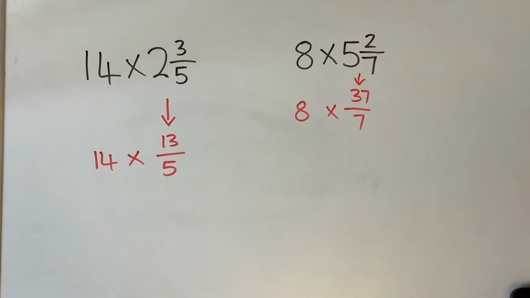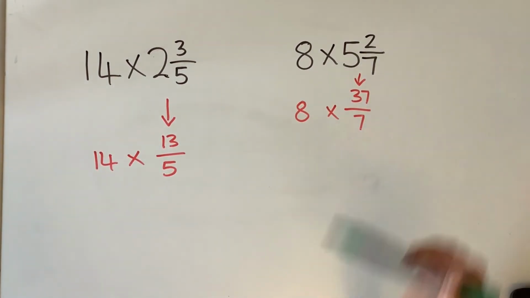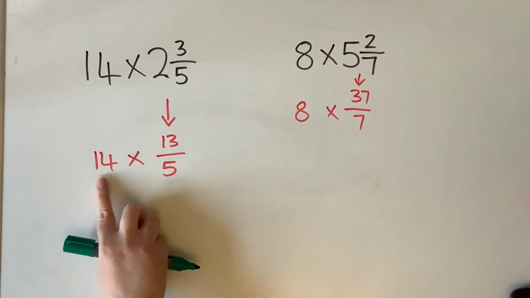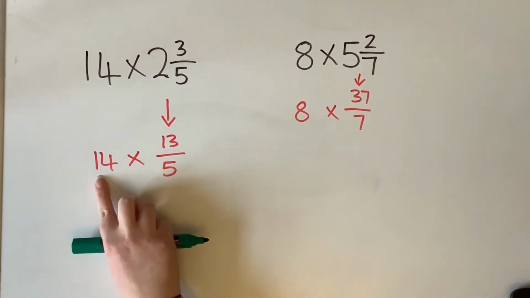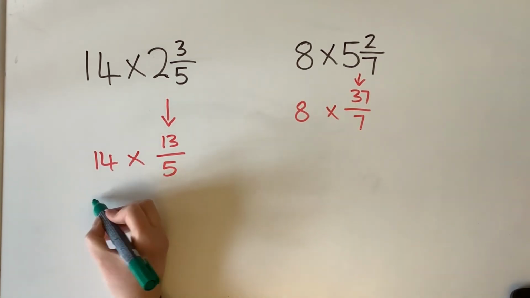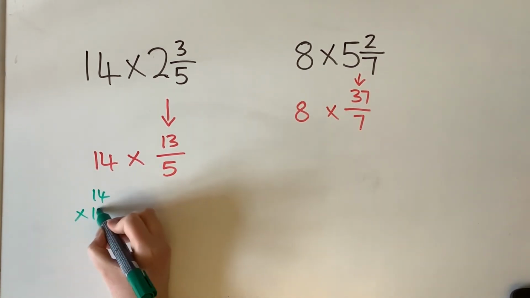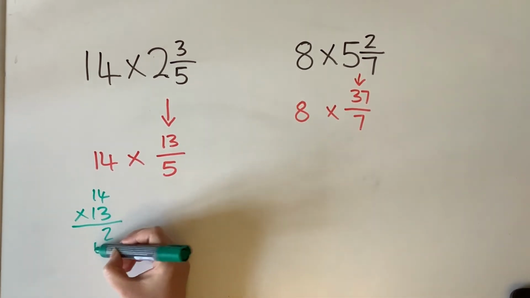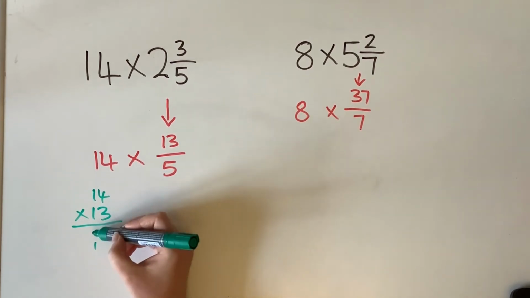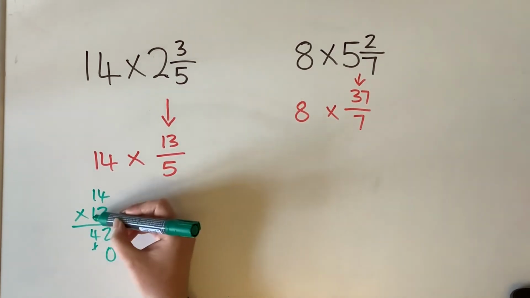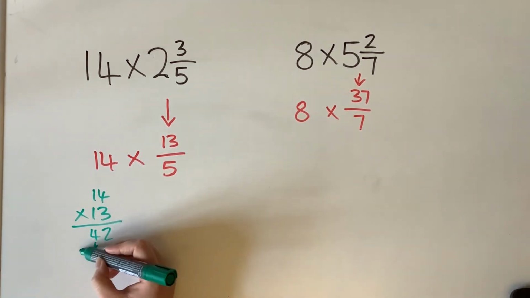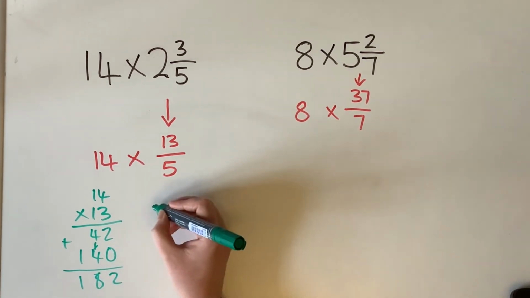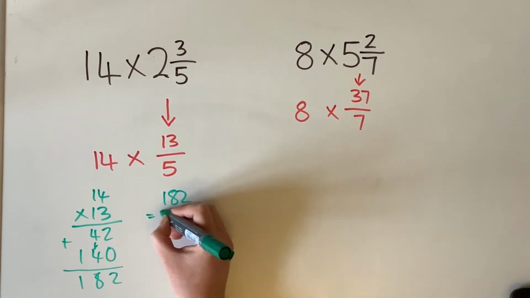Okay, first thing I've already done for us is converted those fractions into improper fractions. So hopefully you got to this stage. Then 14 times 13 over 5. I need to do 14 times 13. So I'm going to do that using a multiplication method, which you may have done as well. So 4 times 3 is 12. 1 times 3 is 3, add on the 1 is 4. 1 times 4 is 4, 1 times 1 is 1. Add those together to give me 182. So it equals 182 over 5.